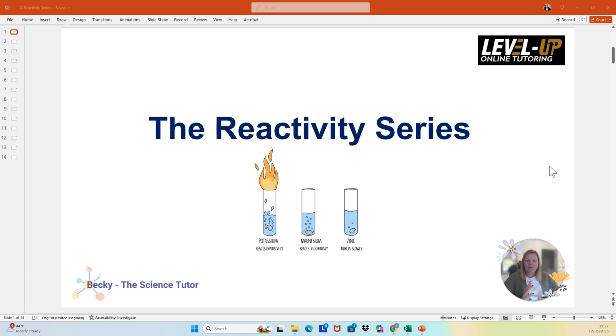So if you've ever wondered why some metals rust, some fizz in acids, and others just seem totally unbothered, it all comes down to their reactivity. So in this session we're going to have a look at the reactivity series and what makes some metals more reactive than others, why this matters in real life, and some of the practical methods that we can do to determine the reactivity of a metal. Okay, so let's get started.